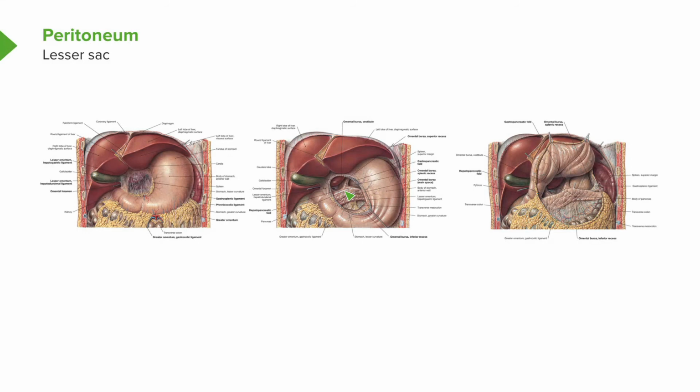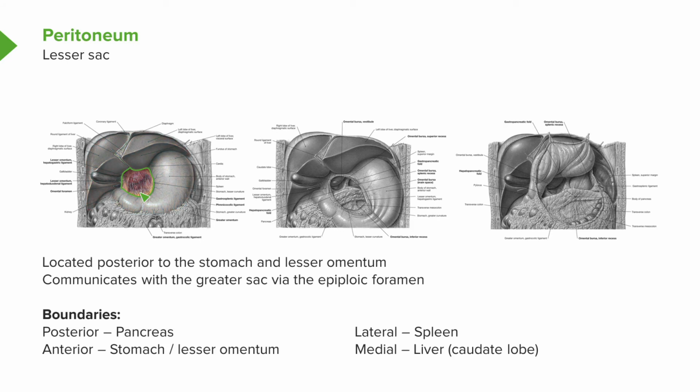Okay, let's explore the lesser sac in a little bit more detail. Here we can see the liver and the stomach, and the membrane between the liver and the stomach, the lesser omentum. So here we can see the lesser omentum running here. Remember, the lesser omentum has a free edge, and behind it is the epiploic foramen, allowing the greater sac and the lesser sac to communicate.